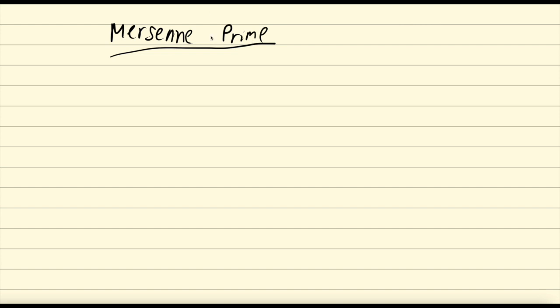The definition of Mersenne prime numbers is really simple. Mersenne prime numbers are all the prime numbers of the form 2 to the power n minus 1, where n is a natural number. And this is basically a prime number.